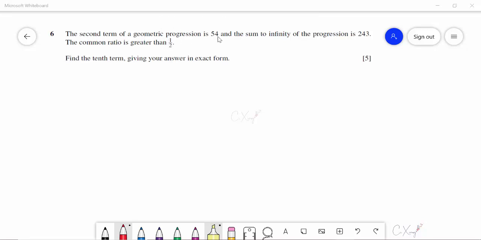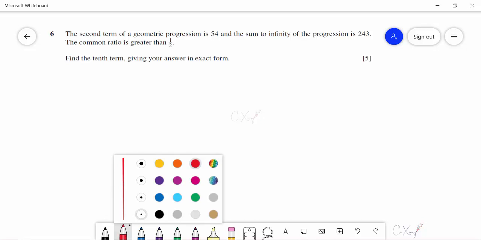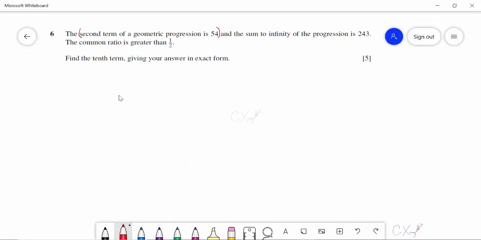The second term of a geometric progression is 54. So this is the first information that we have. If it is a geometric progression, you can form an equation by using this information, which is AR equals to 54, or you can write A in terms of R, which is 54 over R. This is the equation I can form from this sentence. The second information given here is the sum to infinity of the progression is 243. The sum to infinity for a geometric progression is A divided by 1 minus R, and it equals to 243. So you can let A equals to 243 times 1 minus R. This can be the second equation.